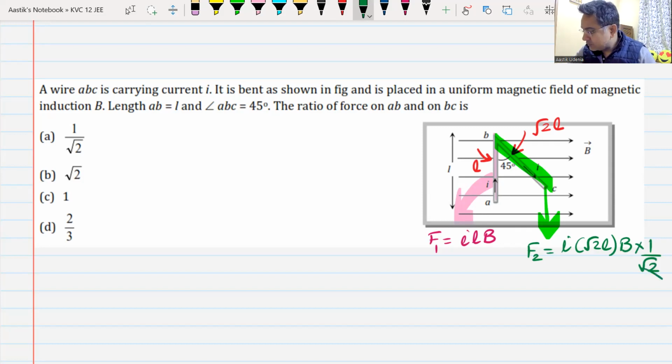You will get the cut and you will get the ratio of F1 and F2 as 1. The correct option has to be 1. The ratio is 1. Do we get this? Yes or no?